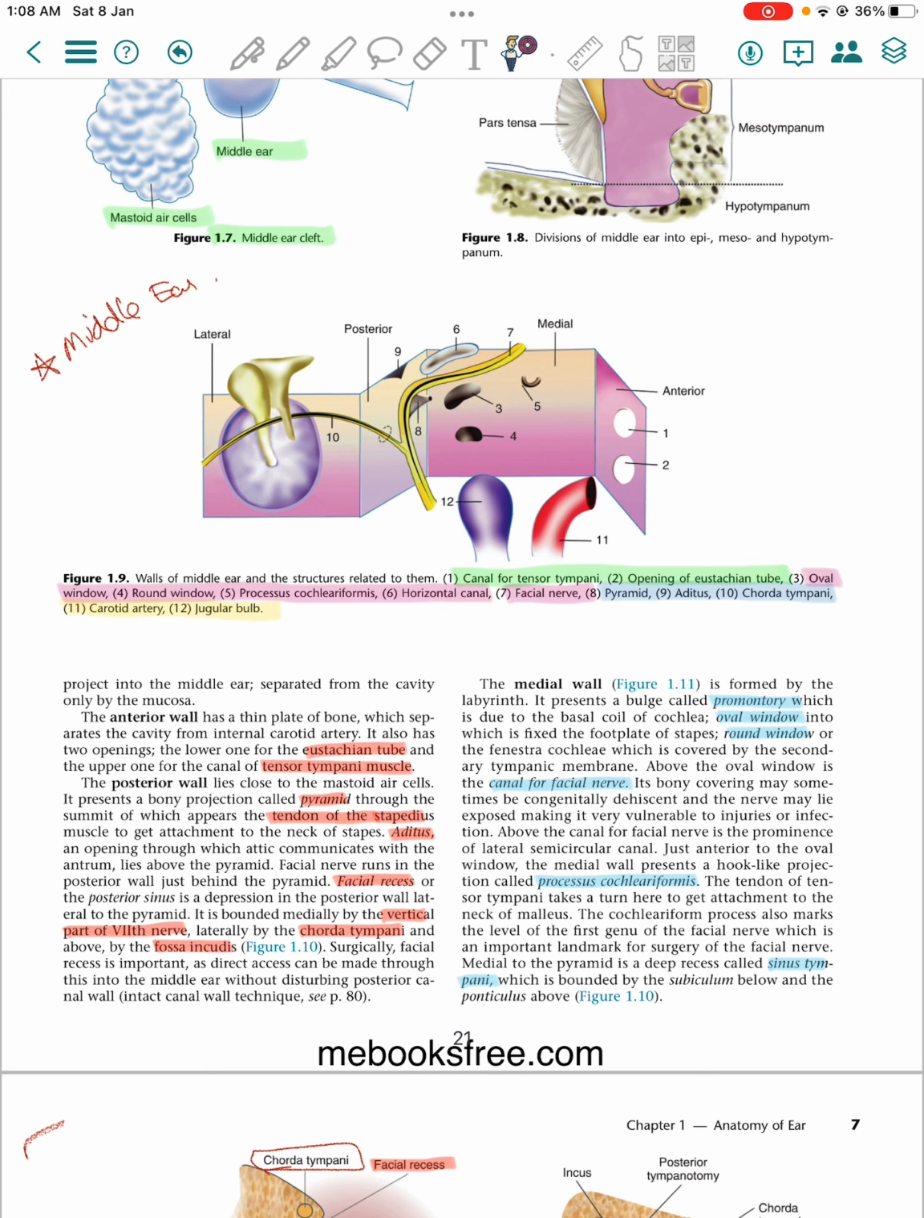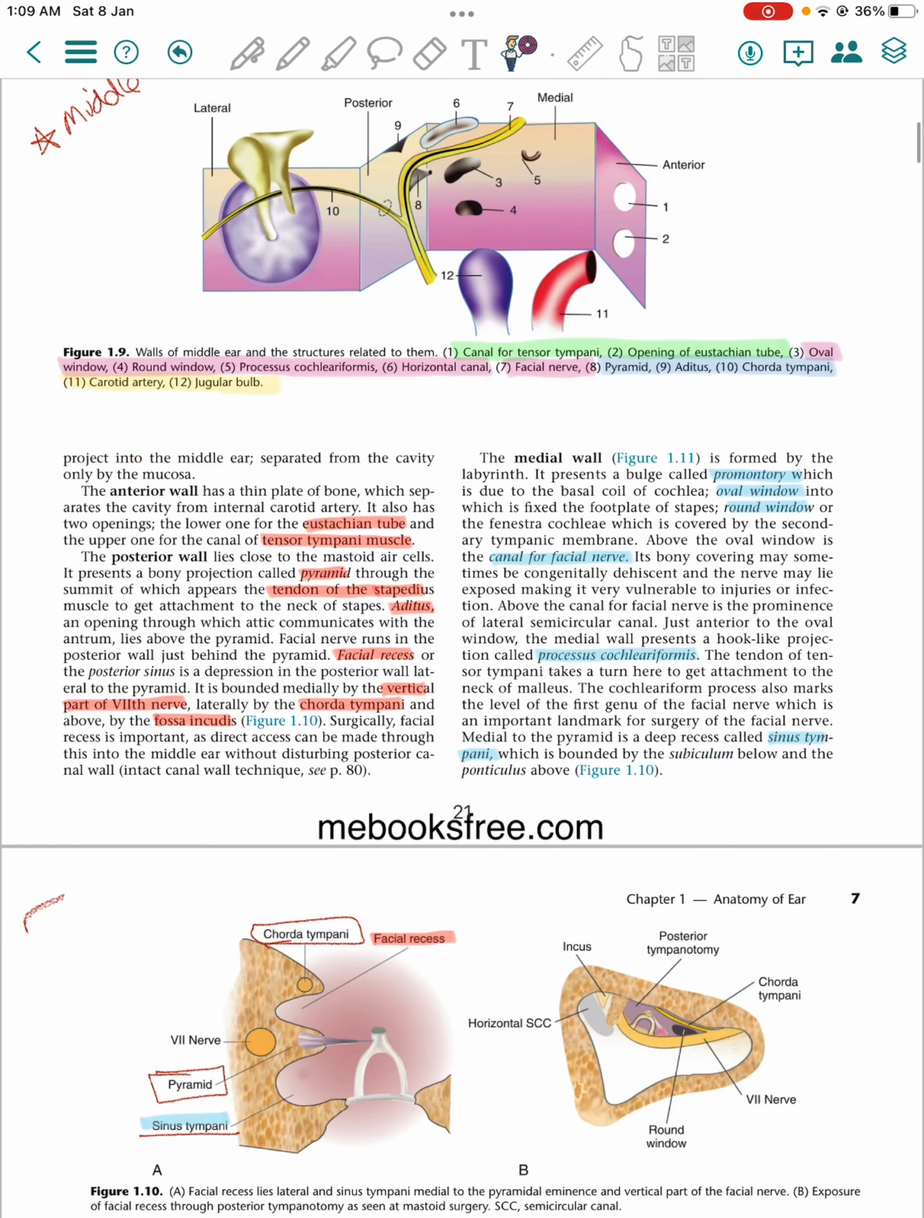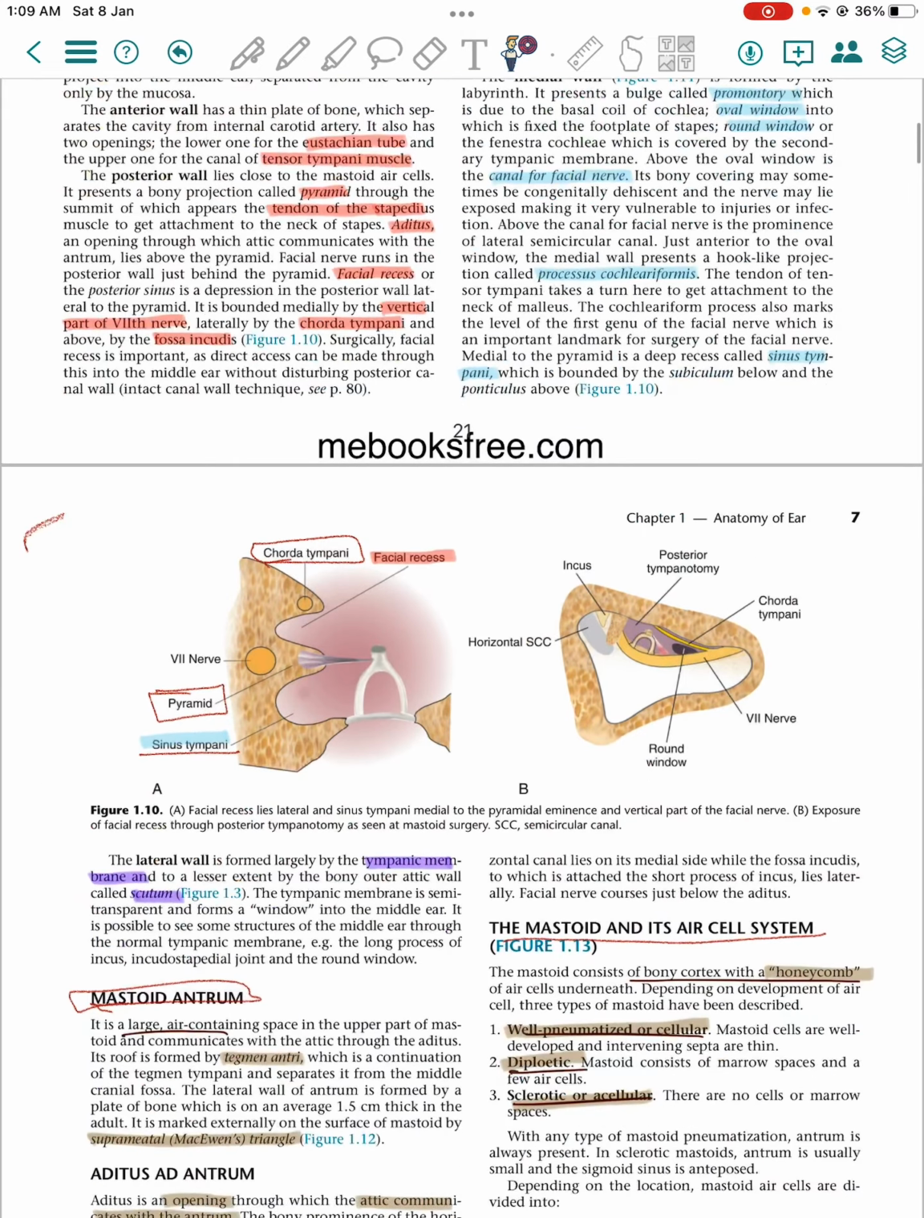Okay, guys. Then we can see the processus cochleariformis, which is important. There is the tensor tympani muscle which comes to this opening, goes and forms a hook around this processus cochleariformis and attaches to the malleus. This is a very important part. Then the sinus tympani also comes in the medial wall. These are the contents and walls covering the middle ear. Okay, guys.